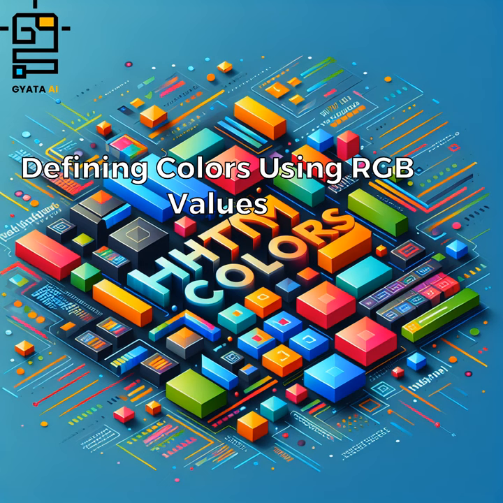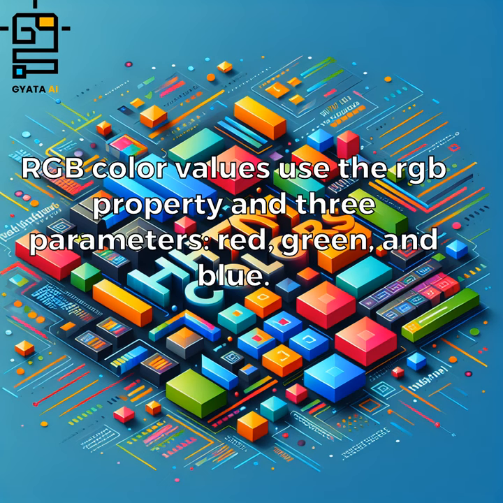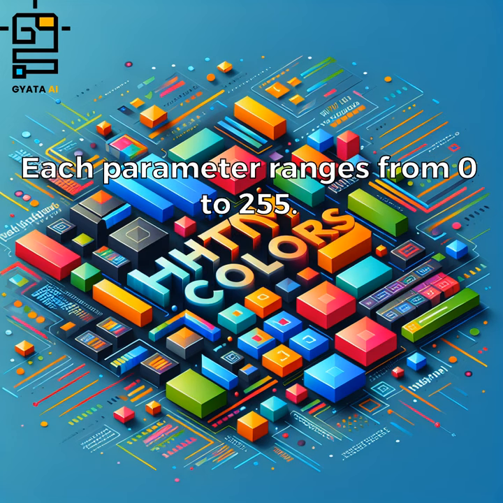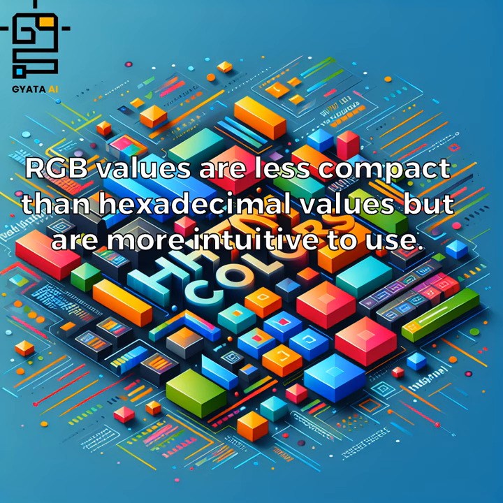Defining colors using RGB values. RGB color values use the RGB property and 3 parameters, red, green, and blue. Each parameter ranges from 0 to 255. RGB values are less compact than hexadecimal values, but are more intuitive to use.